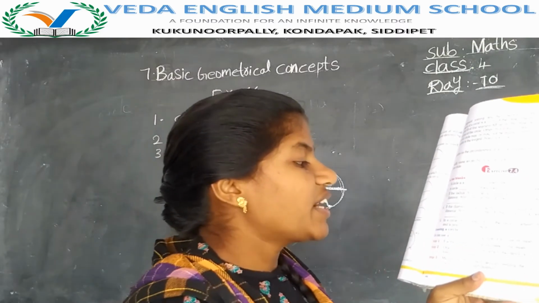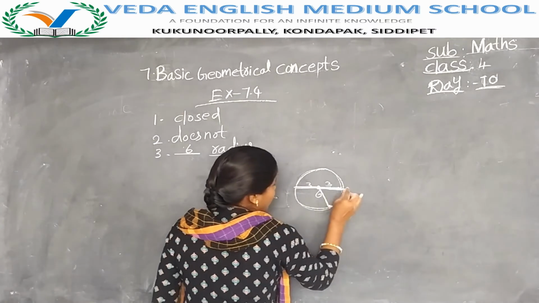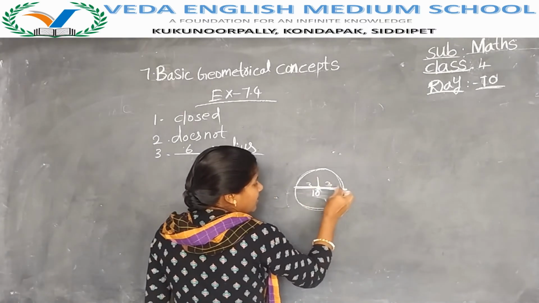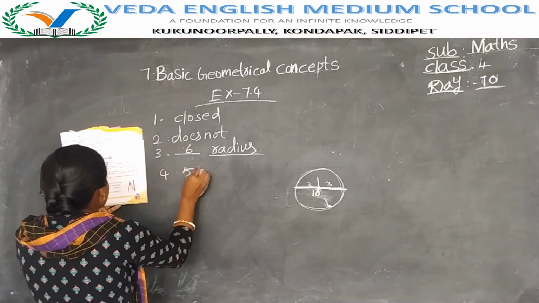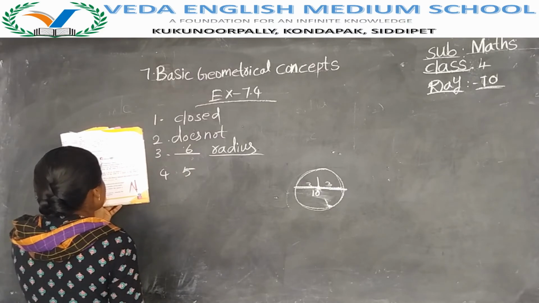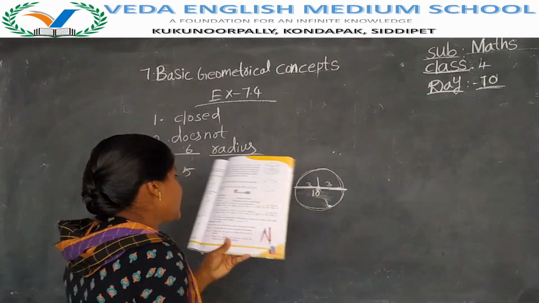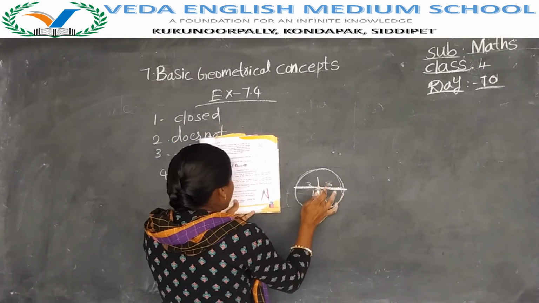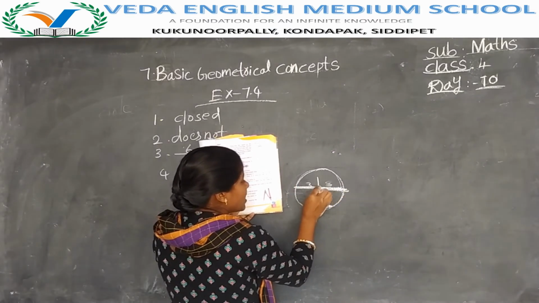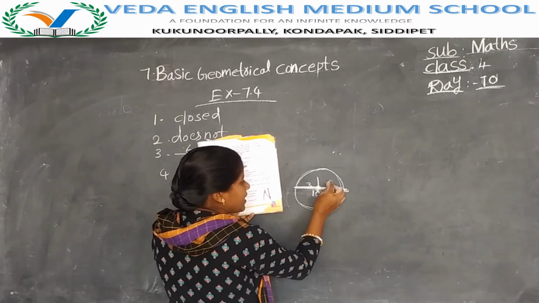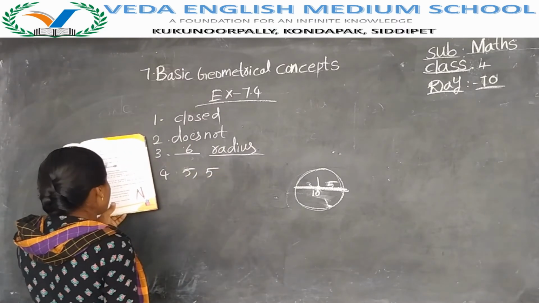Then the fourth one: if the diameter of the circle is 10 centimeters, then what about the radius here? Half of 10, 5 centimeters. The distance from the center of the circle to any point on the circle is called radius. If the diameter is 10 centimeters, the radius is 5. So 5 centimeters.